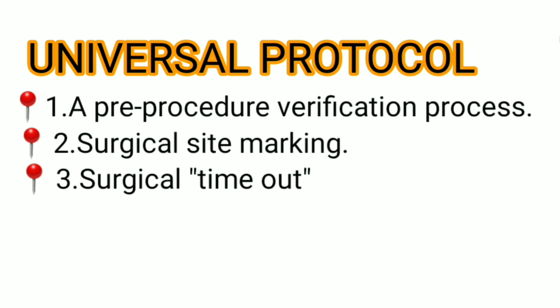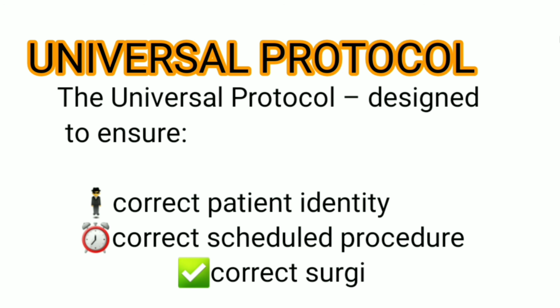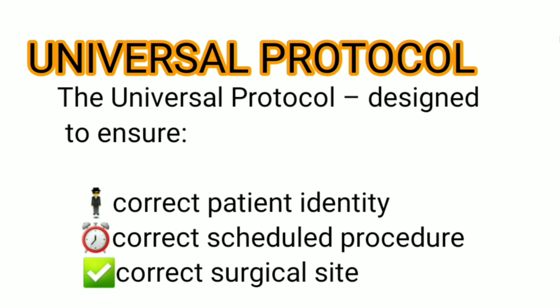Again, the three components of your universal protocol include number 1, a pre-procedure verification process, number 2, surgical site marking, and number 3, the surgical timeout immediately prior to starting the procedure. So take note that your universal protocol is designed to ensure the correct patient identity, correct scheduled procedure, and correct surgical site.